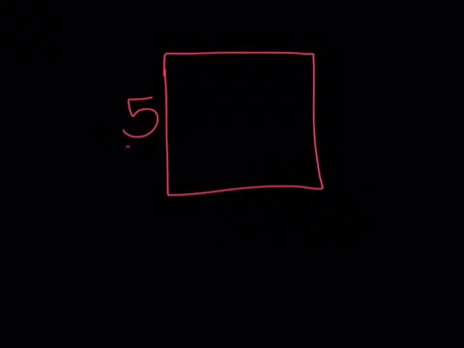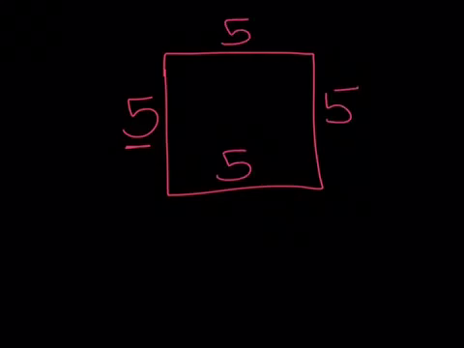So I've given you one measurement. I've told you that one side is 5. So if you know one measurement on a square, you know all of them. So go ahead and fill them in. 5, 5, and 5. Now area says that we are going to look at length times width.